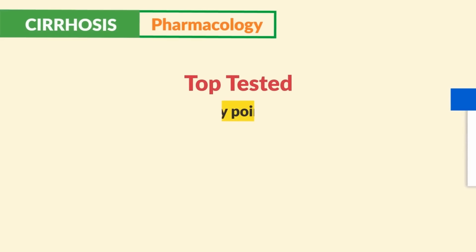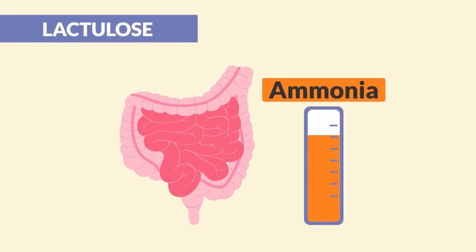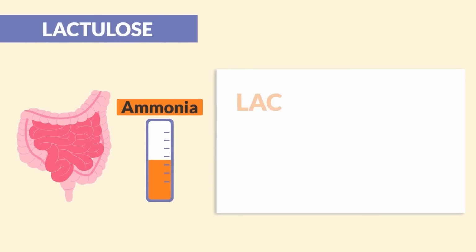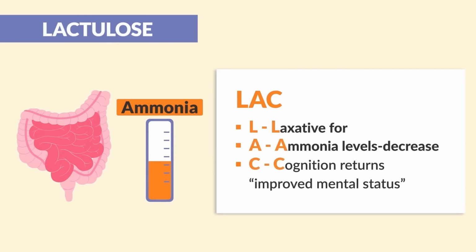Now for all the other key points on lactulose, let's watch this segment from the Pharmacology Master Course. Now lactulose we call lactulose, since it loosens the bowels to lower the ammonia levels. So we use the acronym LAC for lactulose. L for a laxative, A for ammonia levels that should be decreasing, and C for the cognition that returns. So keyword here is improved mental status.